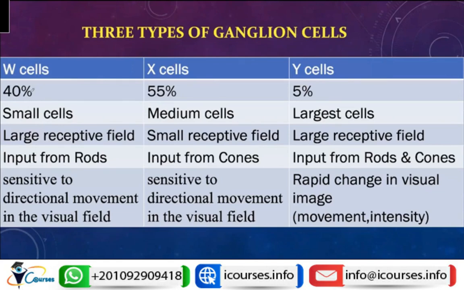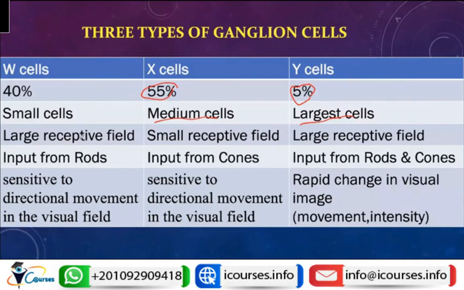The W cells form about 40% and are small cells, while the X cells are the most numerous, making about 55%, and are medium cells. The Y cells are the least numerous and the largest, making about 5% only, but they are the largest cells.